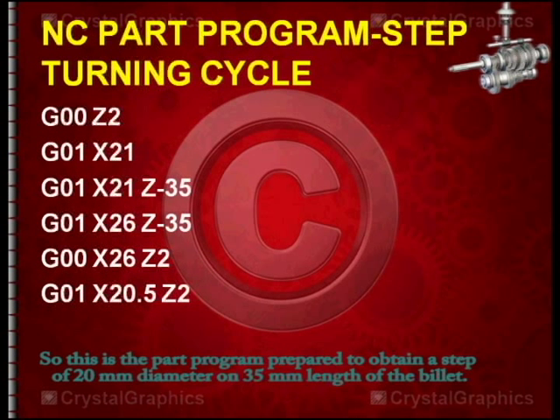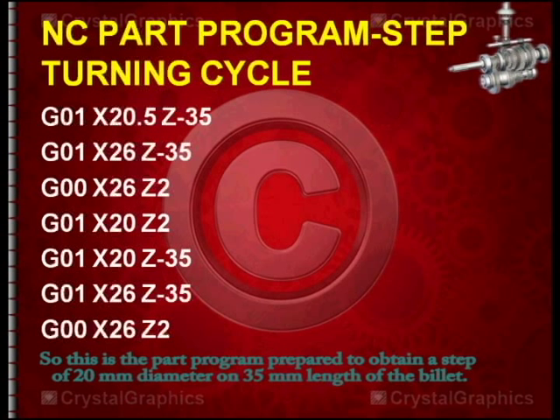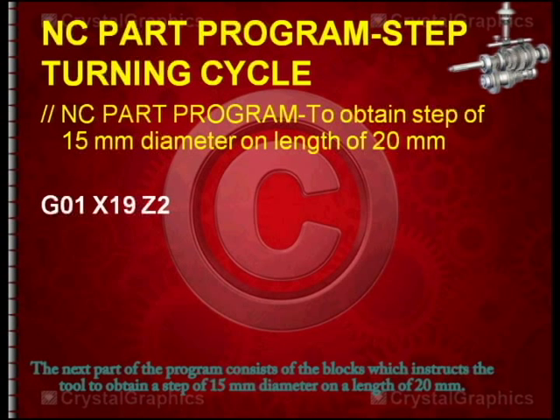So this is the part program prepared to obtain a step of 20 mm diameter on 35 mm length of the billet. The next part of the part program consists of the blocks which instruct the tool to obtain a step of 15 mm diameter on a length of 20 mm.